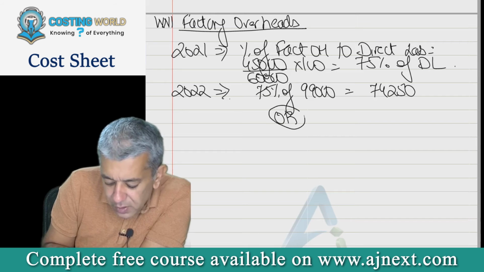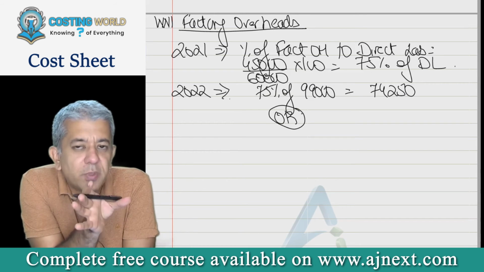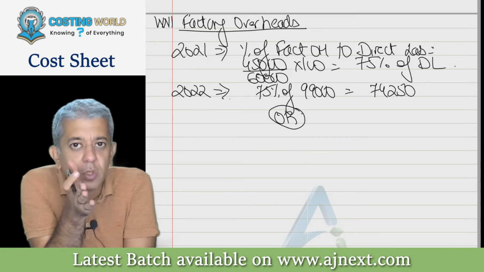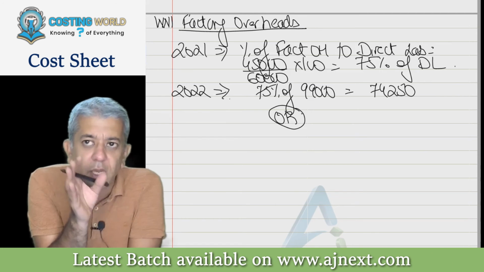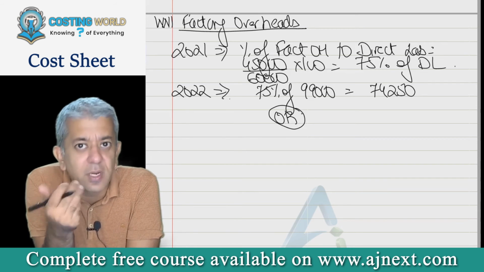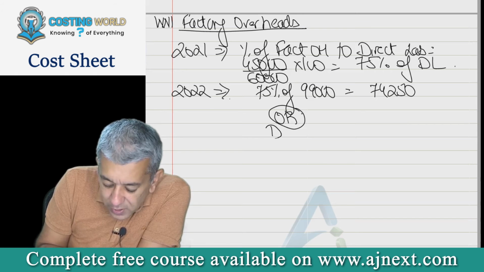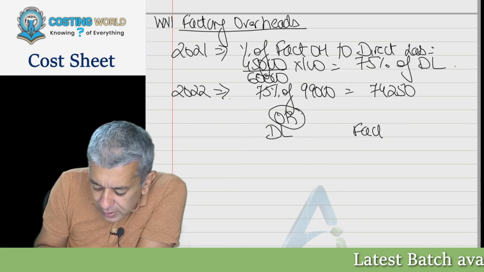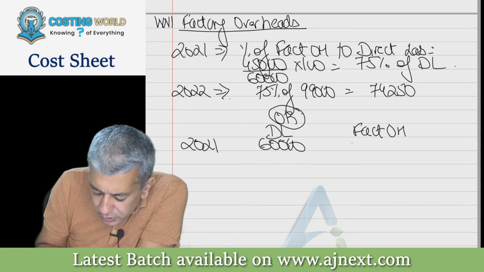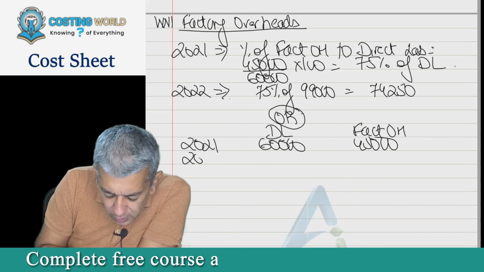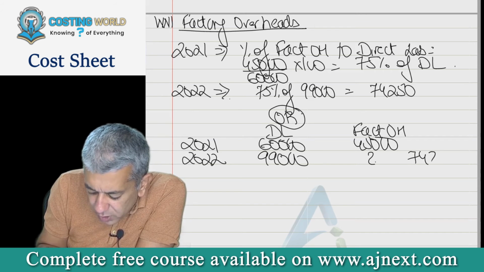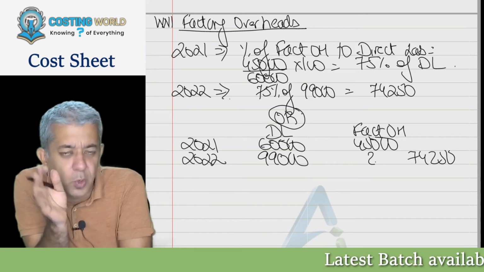Okay, second way. What those guys are trying to say is that factory overheads are related to wages. So if any change happens in wages, the same change will happen in factory overheads also, because factory overheads are related to wages. So now, in my second method, in 2021 this was 60,000 and this was 45,000. In 2022, if this has become 99,000, this figure would have become how much? 74,250. Okay, if you want to do it like this, I'm all okay with it.